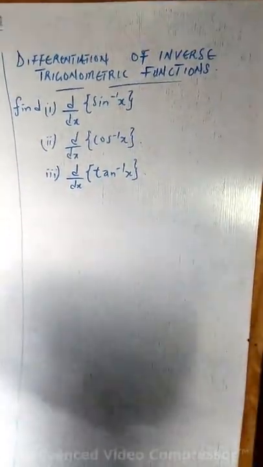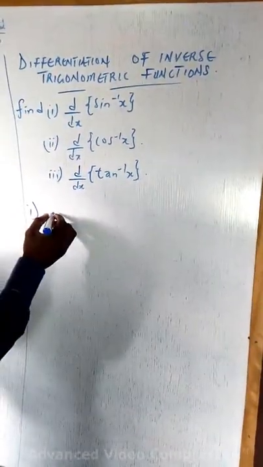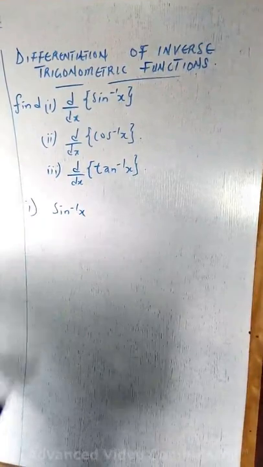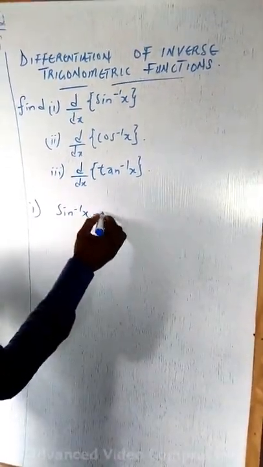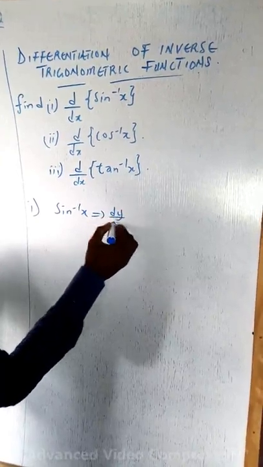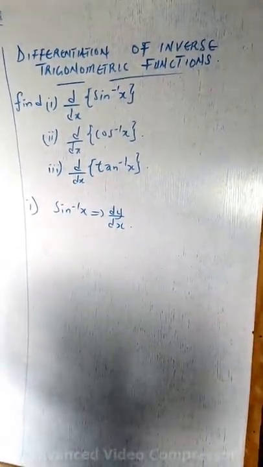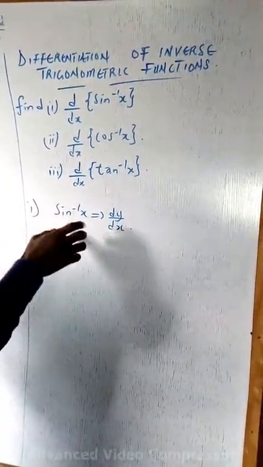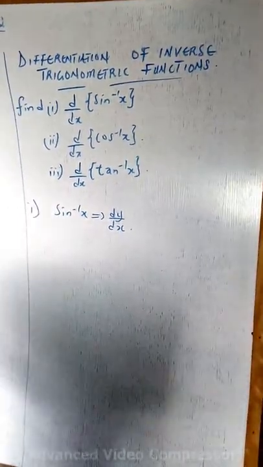So let's start with the first one. How do we get the derivative of this? We are given the inverse of the sine function, arc sine of x, and we have to find its derivative. We want to work through a step-by-step approach on how this derivative is gotten. Although we know the derivative, we want to work it out. How was the derivative achieved?